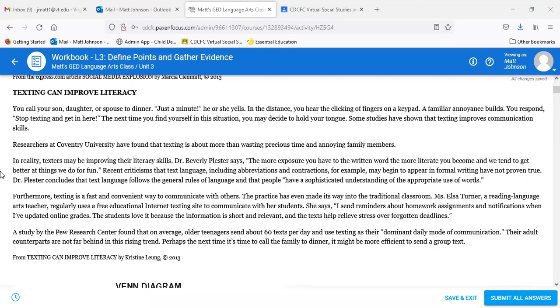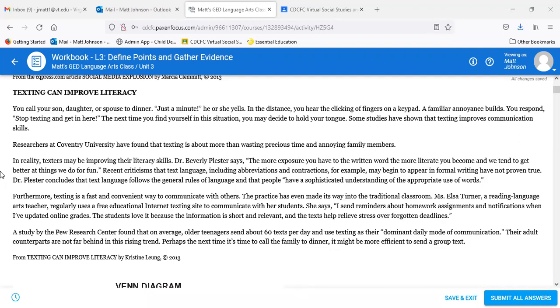Researchers at Coventry University have found that texting is about more than wasting precious time and annoying family members. In reality, texters may be improving their literacy skills. Dr. Beverly Plester says the more exposure you have to the written word, the more literate you become, and we tend to get better at things we do for fun. Recent criticism that text language, including abbreviations and contractions, for example, may begin to appear in formal writing, have not proven true. Dr. Plester concludes that text language follows the general rules of language and that people have a sophisticated understanding of the appropriate use of words.